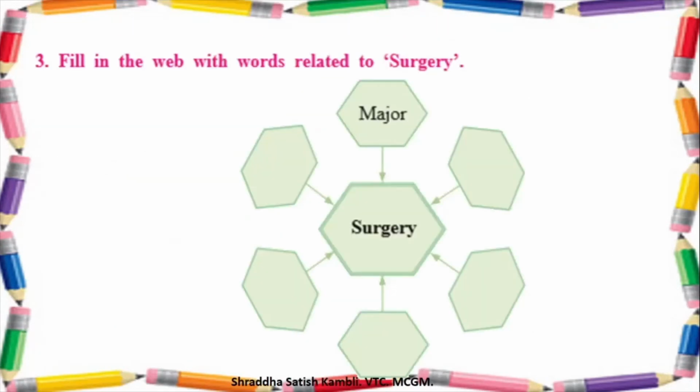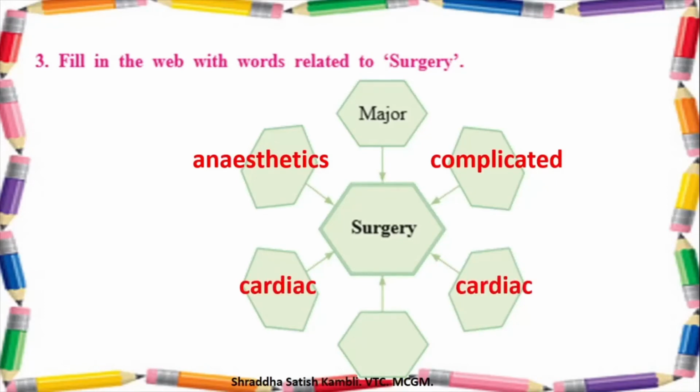Okay. Now let us go to one more exercise in comprehension where you're supposed to fill the web with words related to surgery. So major is a word related to surgery. We say major surgery. Then we can also say anesthetics is a word related to surgery. Why? Because it is a kind of drug which is used in order to put the patient to sleep. Then we have complicated, cardiac, robotic. Okay, you can find out any other word also of your choice and add it to the web.